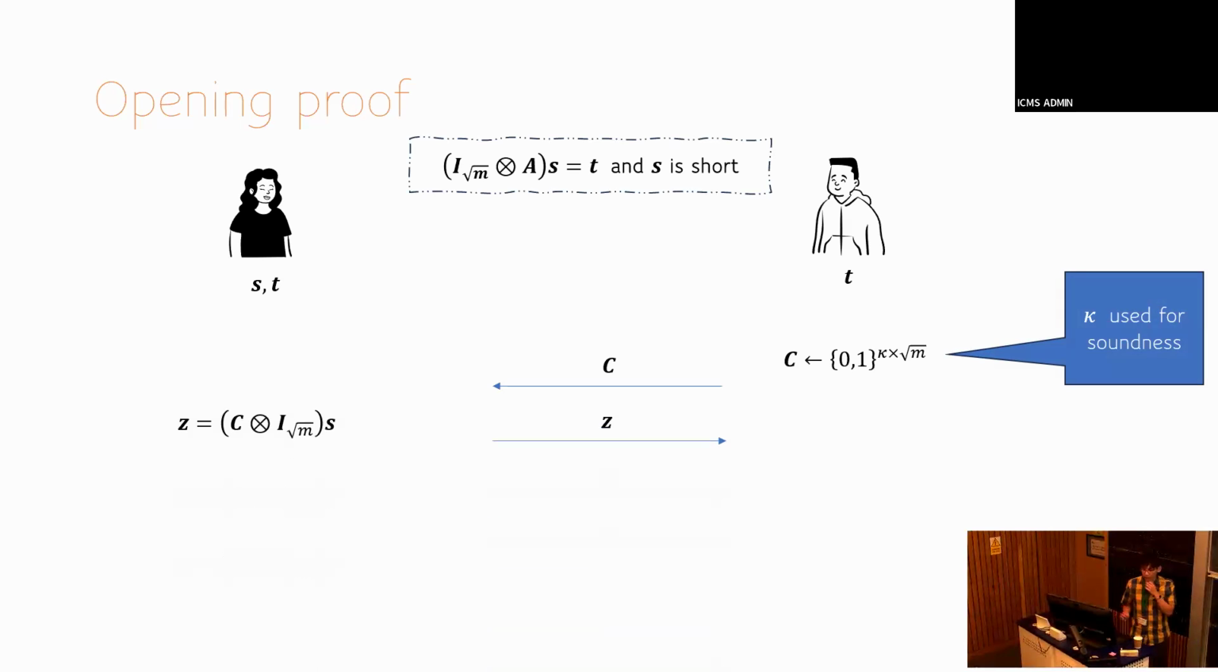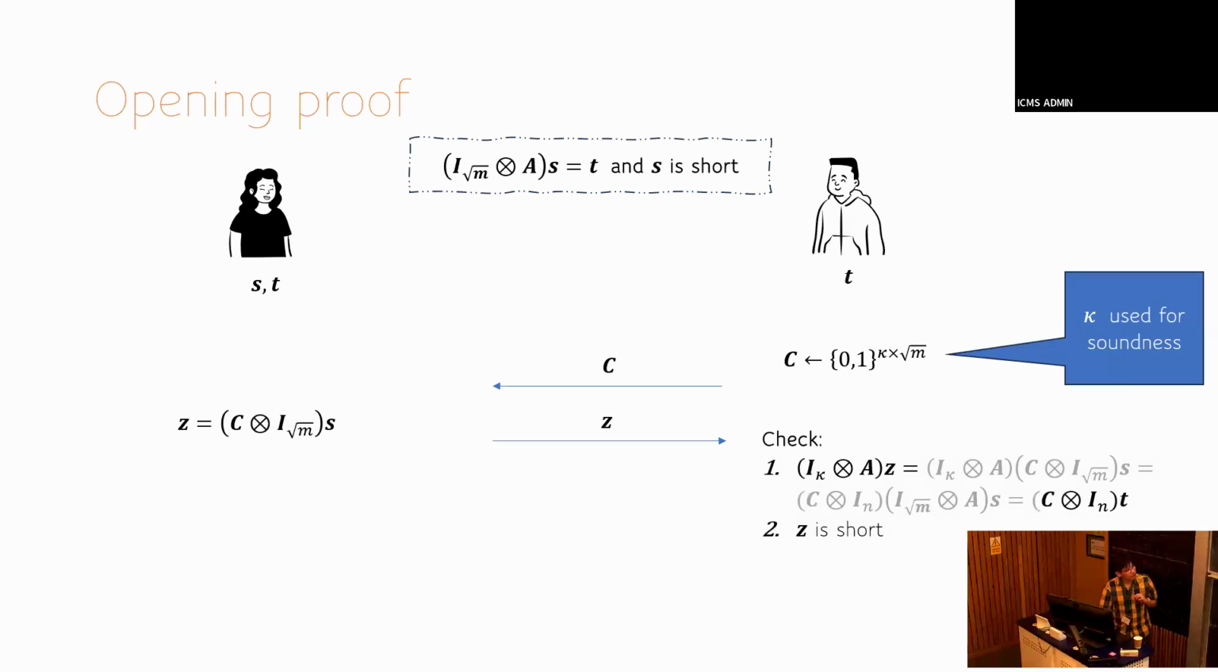And what I do is that I compute Z equal to C transpose tensor identity times S. This may look magical, but from completeness we'll see why this happens. And then the verifier checks these equations. So let me just go through the first one, because there are some tensors around. I understand if it's not intuitive.